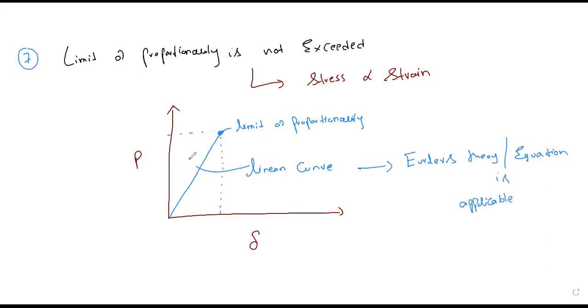Euler's theory or equation is applicable only up to the limit of proportionality. Beyond this point, your Euler's theory is not applicable. Can anyone tell why Euler's theory is not applicable beyond this point? Because your stress is not directly proportional to strain beyond the limit of proportionality. In the same way, your graph is not linear.